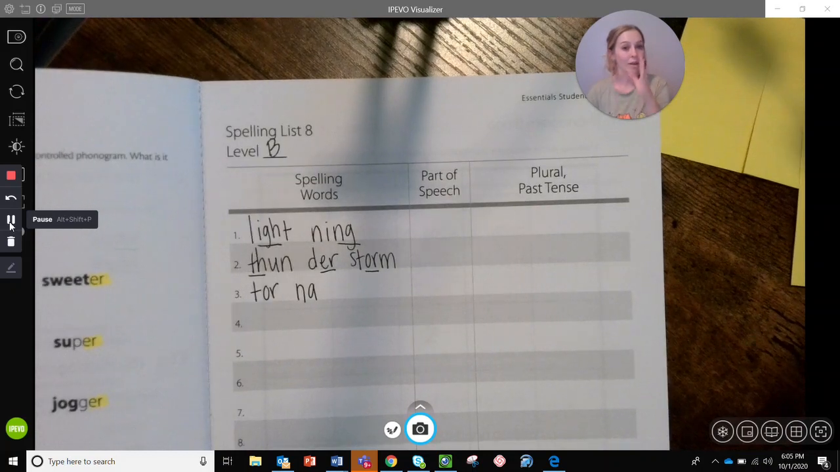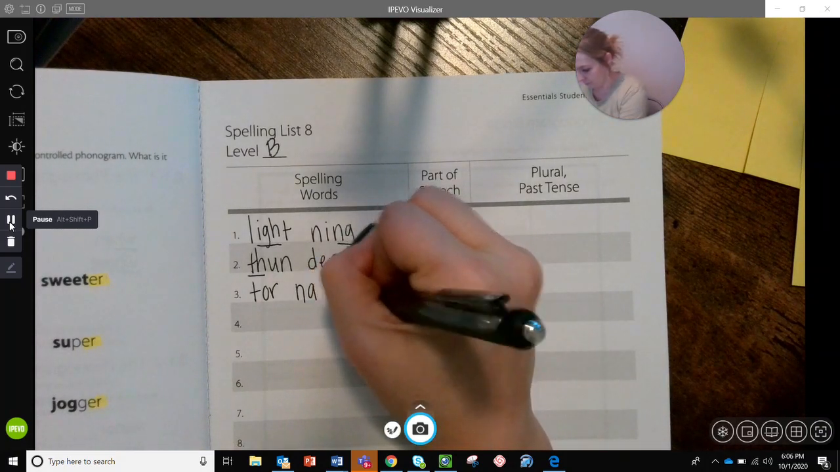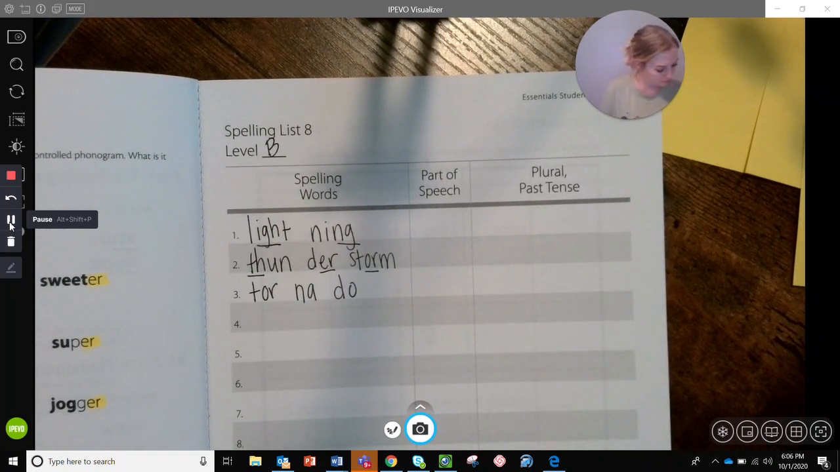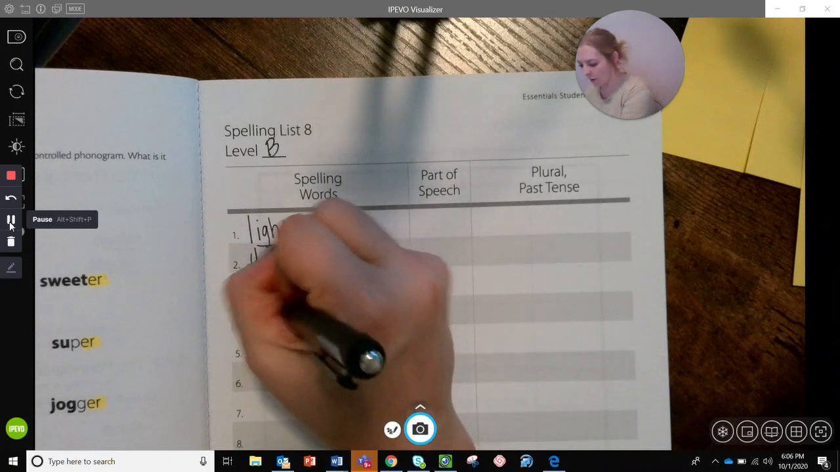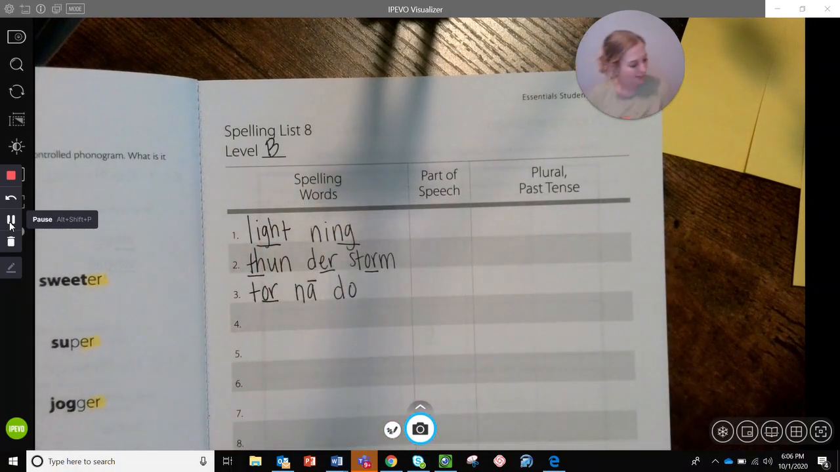And then the last syllable, do. Good job. All right. What is our phonogram in this word? Good job. And we're actually going to put a line over our A here because A said the long sound A. So we're going to show that that's the long sound A here. Okay? All right. Number 4, summer.